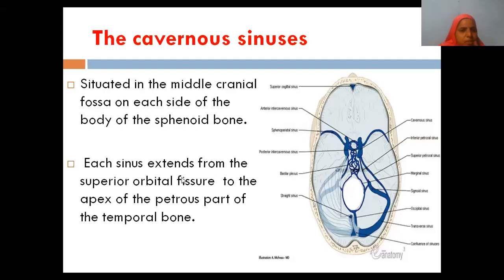See here, beta. When we are doing cavernous sinus, I told you anteriorly it is related to the superior orbital fissure. Posteriorly, it is related to the apex of the petrous part of the temporal bone. Cavernous sinus is present on either side of the hypophyseal fossa or the body of sphenoid bone.